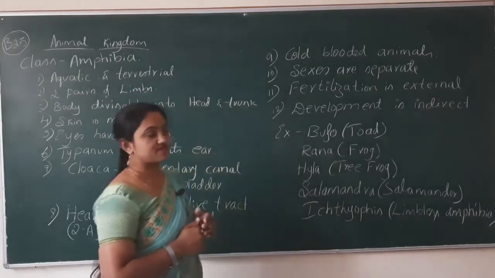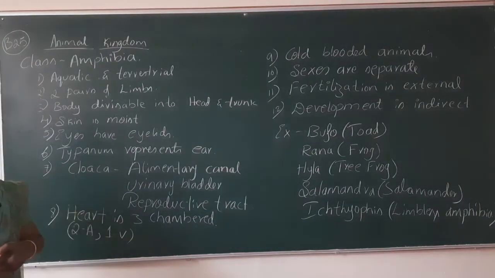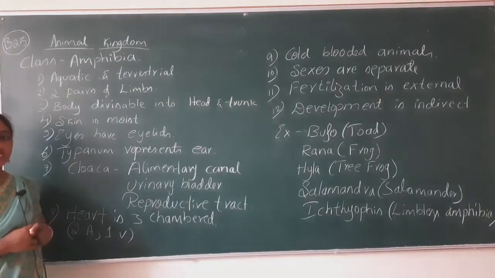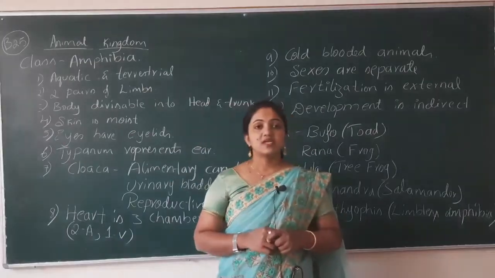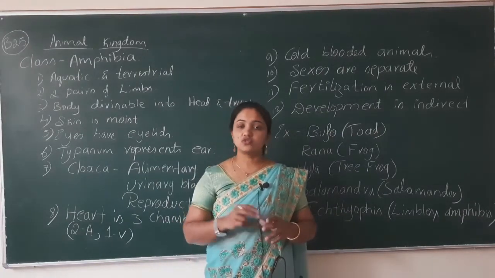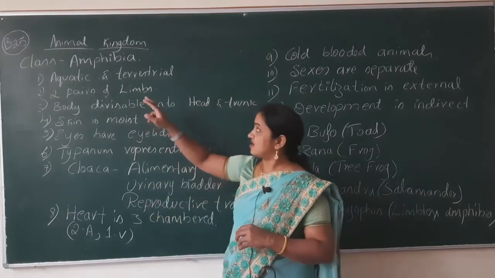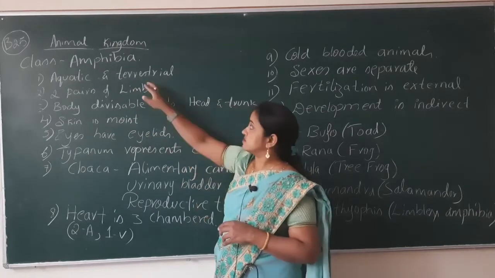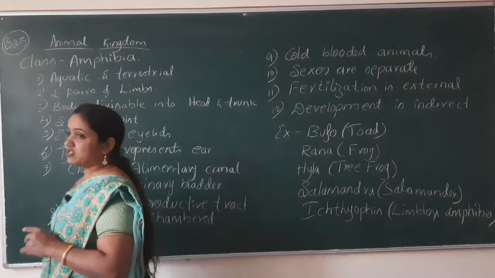We'll see the characteristic features of Amphibia. Already I have written the characteristic features here so that it will become easier to copy all these. The first characteristic feature indicates the habitat of class Amphibia. As I told you, it lives in water and also is available in terrestrial regions. So the habitat of Amphibia is aquatic and also terrestrial. Terrestrial means on the soil surface.